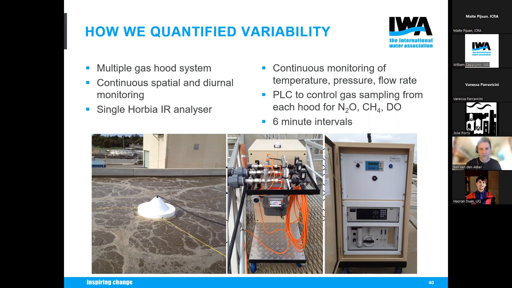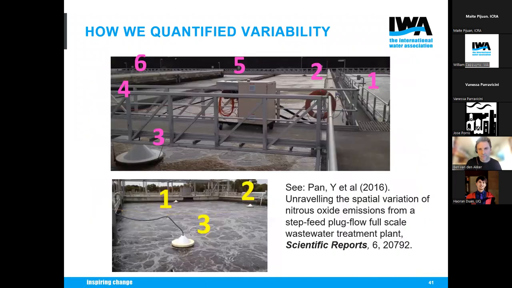So every 5 to 6 minutes, the analyzer was able to measure nitrous oxide emissions from multiple gas hoods that were located along the activated sludge reactor. And this is what it looked like in practice. At the top, we were able to monitor from six hoods positioned along the activated sludge reactor, that's our step-fed reactor. And at the bottom, we are able to monitor nitrous oxide from our sequencing batch reactor from three separate locations. If you're after more information about the methodology that we applied here, you can see that in the paper that's been published here.